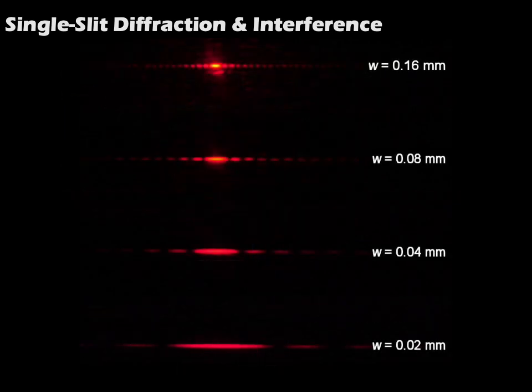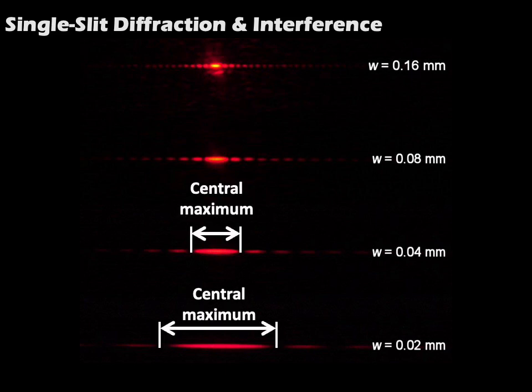And this is just showing what happens when we narrow the width of the gap. The top one, it's only 0.16 millimeters, and by the bottom, we're down to 0.02 of a millimeter, and it really spreads the pattern out. So again, that's what we call the central maximum. Almost there. We're almost done.